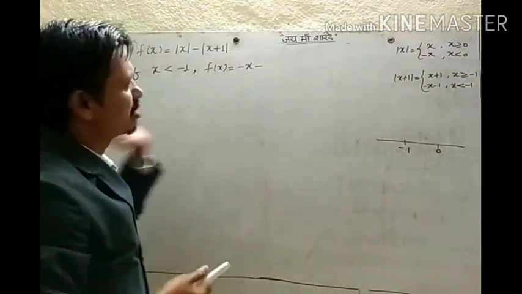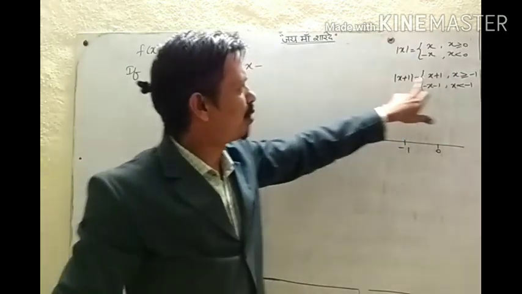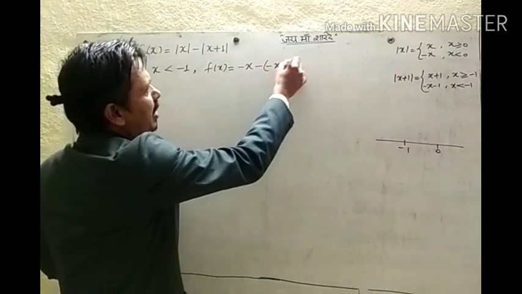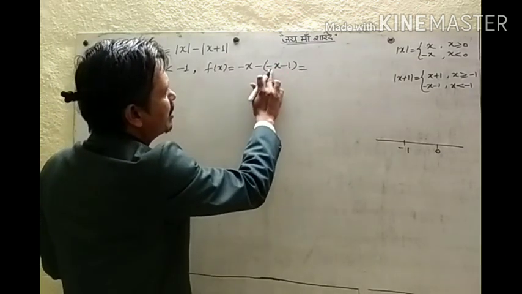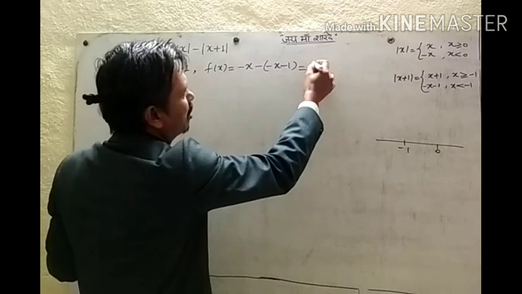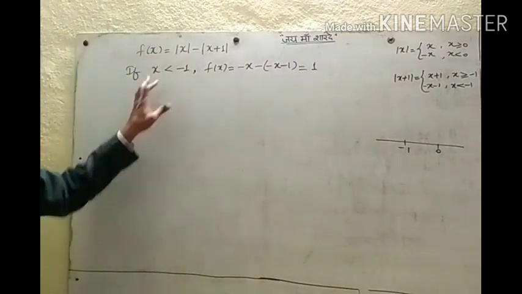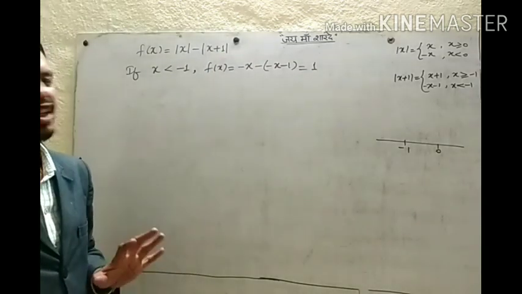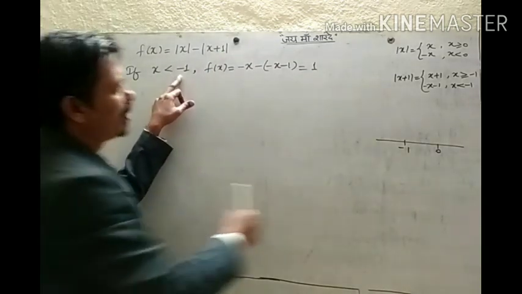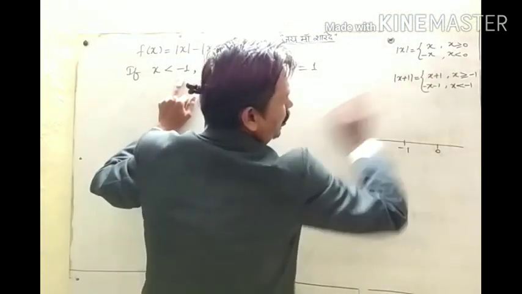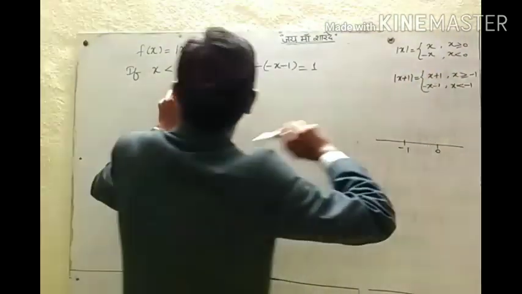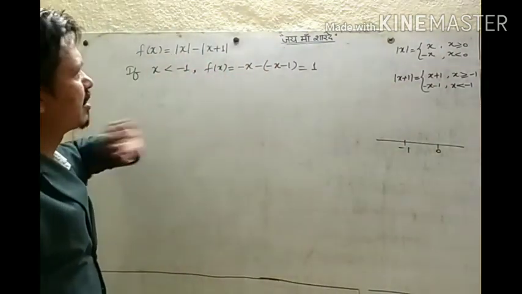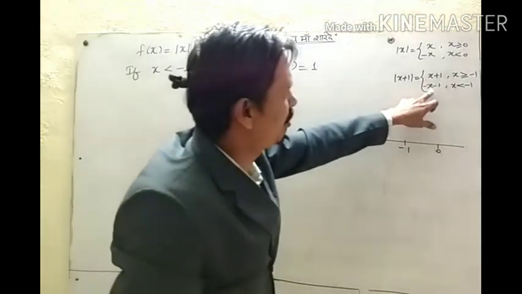When x is less than minus 1, then mod x plus 1 will be minus x minus 1. It means it will be plus x minus x and minus 1 plus... so when x is less than minus 1, this function will be 1. Okay? When x is less than minus 1, it is also less than 0. So mod x will be minus x and mod x plus 1 will be minus of x plus 1, or minus x minus 1.